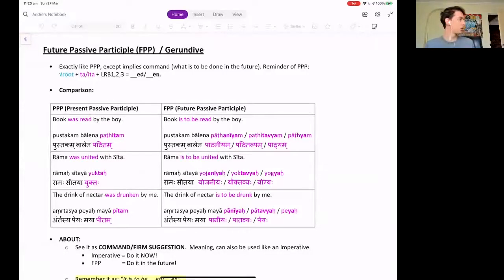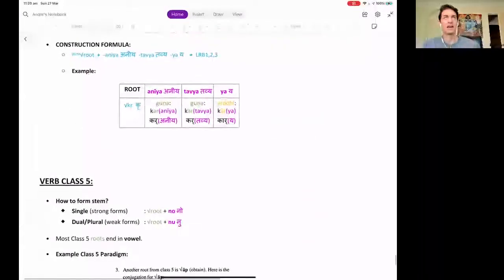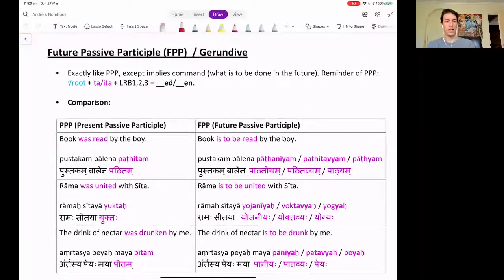So lesson 24 talks about two more parts. Future passive participle, FPP. They also call it gerundive. And we've also learned about verb class 5. So what is a future passive participle?